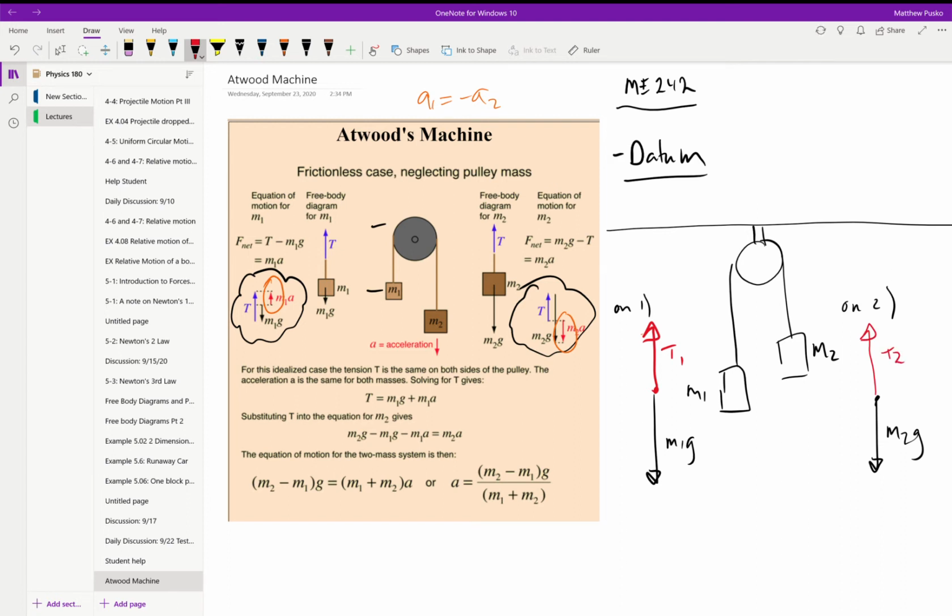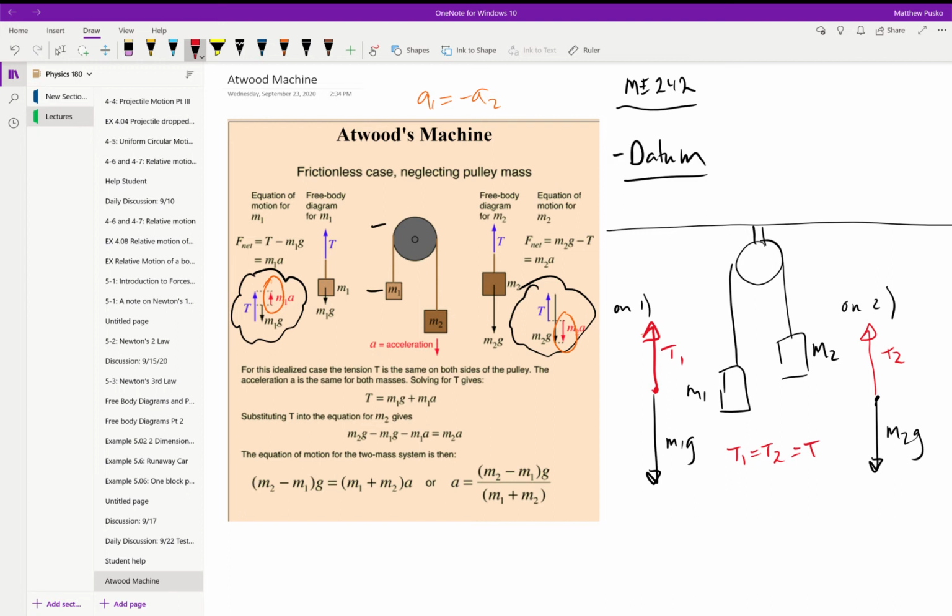Now we do know one trick. We can say T1 is equal to T2 and just call it T, and that's because in a pulley configuration, the tension in any single line is the same. So it doesn't matter if it's wrapped around a pulley or not, the tension provided by that single line is the same. Now if you have two ropes in your system, then each one may have a different tension.